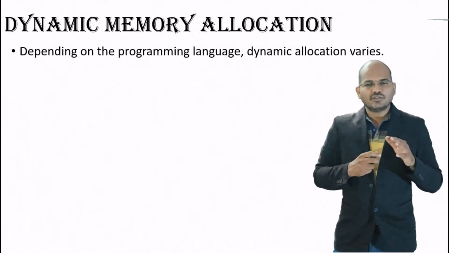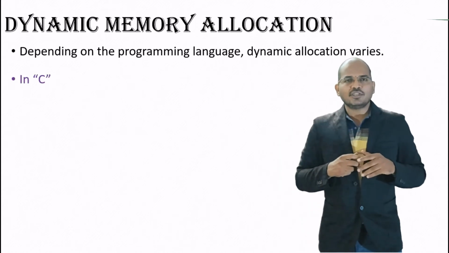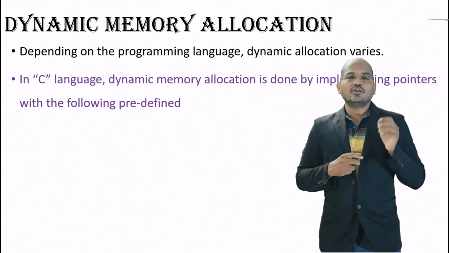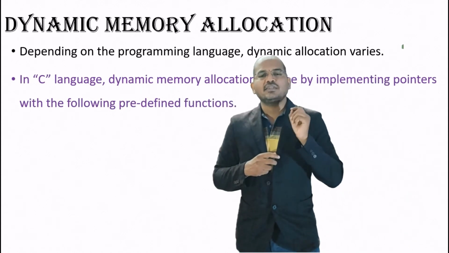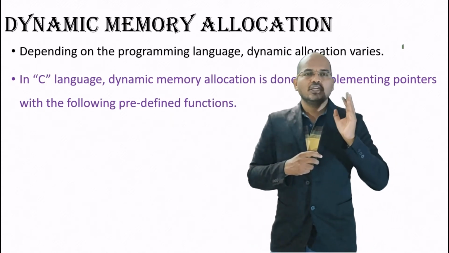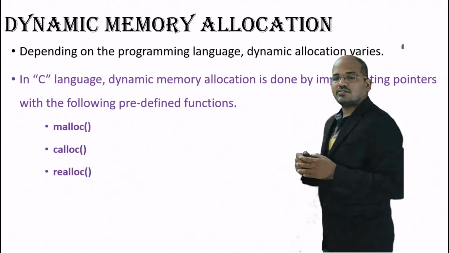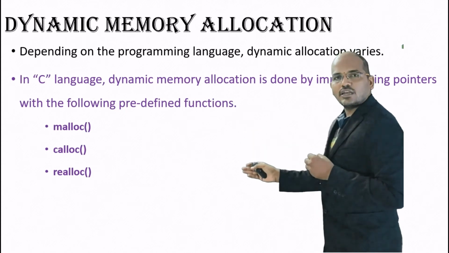Depending on the programming language, dynamic allocation varies. With respect to the C language, you can allocate memory dynamically by using a few predefined functions with a pointer variable. So, in C language, dynamic memory allocation is done by using pointers with the following predefined functions. Now, what are the predefined functions? The first one is malloc, the second one is calloc, the third one is realloc.